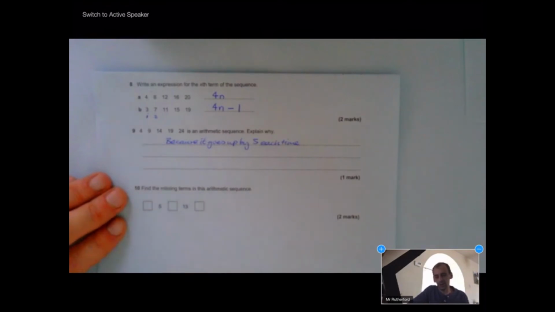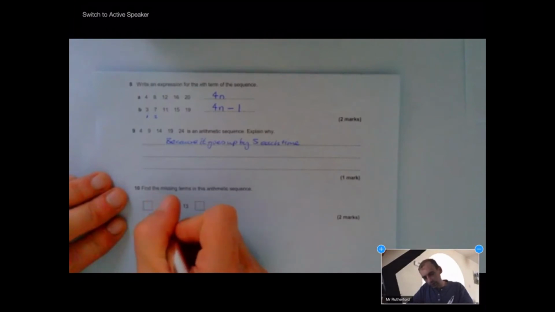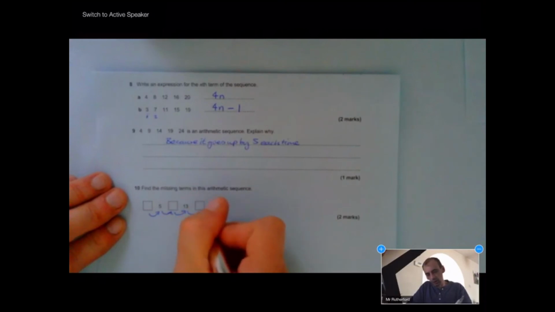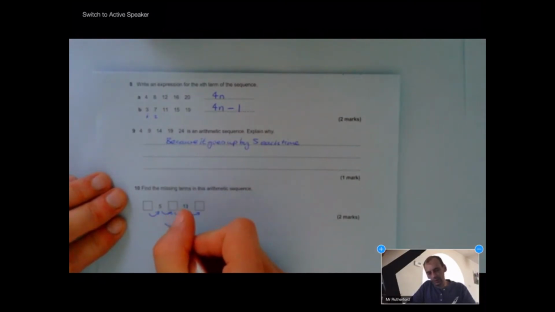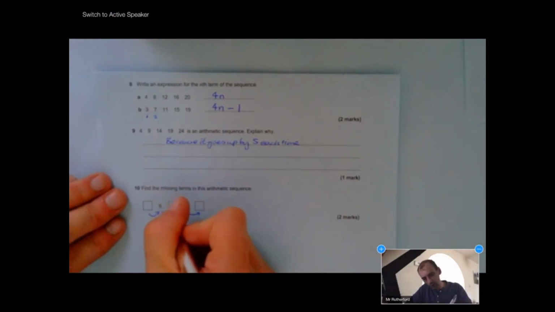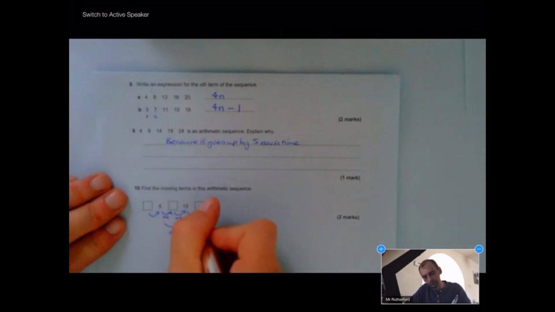Okay, now question 10 is quite a tricky one. Find the missing terms in this arithmetic sequence. So you need to find first what the term-to-term rule is. Now to go from 5 to 13, we have gone up by 8. We can assume it's going up by the same amount each time because we're told it's an arithmetic sequence. So if 2 jumps are 8, or the difference between 2 terms are 8, the term-to-term difference must be 4. There's a lot of add 4s in this test, aren't there?